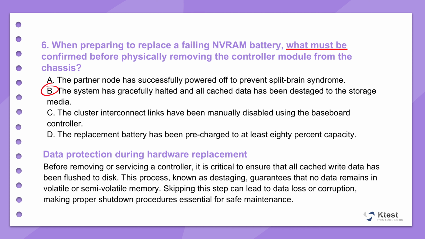Oh, of course. And option C is incorrect because disabling cluster links just isolates the node from the network. It does absolutely nothing to protect the data trapped in the local memory. And D, pre-charging the replacement battery. I mean, sure, good practice to have a working battery, but pre-charging the new one does absolutely nothing to protect the data that is currently sitting at risk in the old hardware. The priority is destaging the data first. Exactly. You secure the data, then you worry about the hardware.